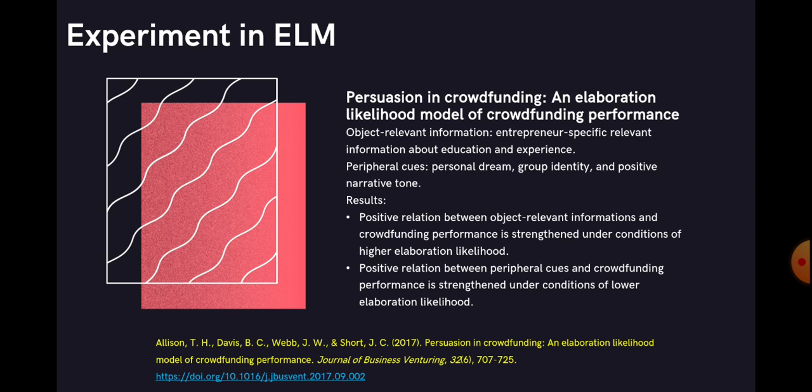So the object relevant information here is the entrepreneur-specific information about education and experience, such as what is the education background of the entrepreneur, and what kind of experience they have in the field. So they're looking to see if this information is taken into consideration by the funders in making a judgment. And then the peripheral cues are personal dream, group identity, and positive narrative tone. So, for example, group identity. Maybe the funders will identify themselves with the entrepreneur because they are from the same group, for example, the same race, or they come from the same city, or anything like that. So that is the peripheral cue.